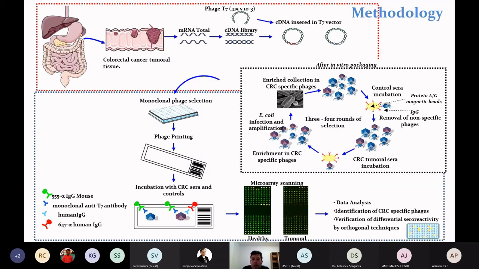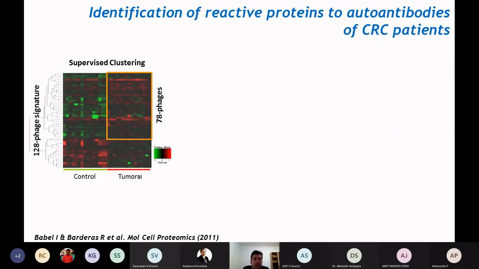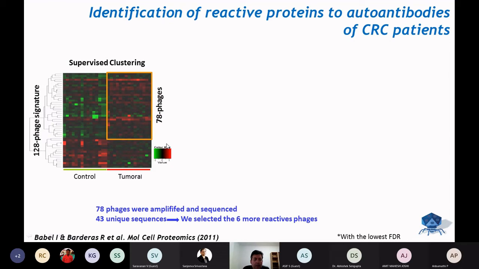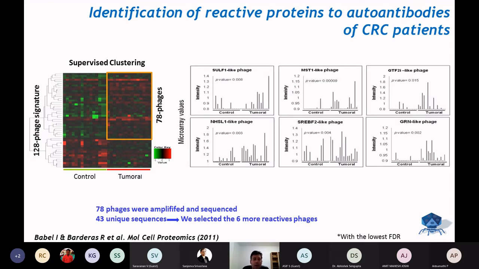The last step of this methodology is the data analysis, identification of the specific phages, and verification of the differential cellular reactivity using orthogonal techniques. In this report, we observed 78 different phages having a differential cellular reactivity between tumoral samples and control samples. After amplifying these phages and sequencing, we observed the presence of 43 unique sequences, selecting 6 of them for further validation. We observe here the differential cellular reactivity observed in the microarrays, in the tumoral group and in the control group for the 6 selected phages.